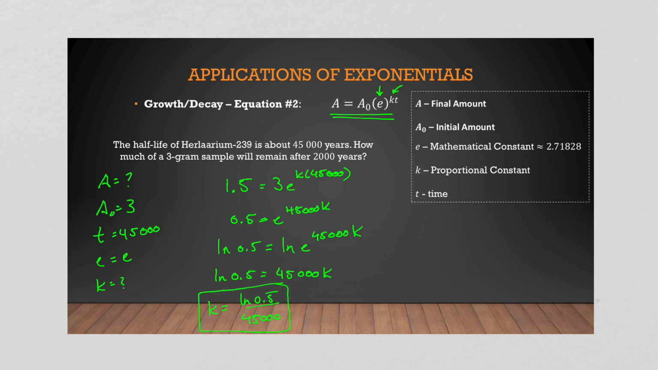What you do now is plug that into our equation. Our final amount is equal to our initial amount times e to the k, where k is the natural log of 0.5 over 45,000, times t. But this time our time is 2,000, because now we're figuring out how much we have left after 2,000 years. You can see the other equation is quite a bit easier at this point because we're using a lot of stuff we haven't been introduced to yet. But you'll see that what you end up with is the exact same result.